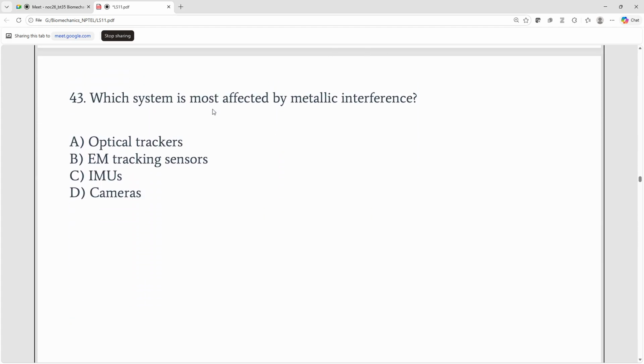Next question. Which system is most affected by metallic interference? Option A, optical trackers. Option B, electromagnetic tracking sensors. Option C, IMUs. Option D, cameras. Which system is most affected by metallic interference?